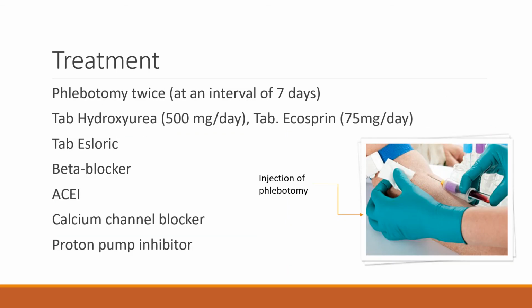So at the end, the patient was diagnosed with early polycythemia rubra vera, and she was treated with phlebotomy twice at an interval of 7 days. Tablet hydroxyurea 500 mg per day, tablet icosapent 75 mg per day, tablet isloric, a beta blocker, an ACE inhibitor, a calcium channel blocker, and a proton pump inhibitor. This picture showed the phlebotomy on the patient's arm.